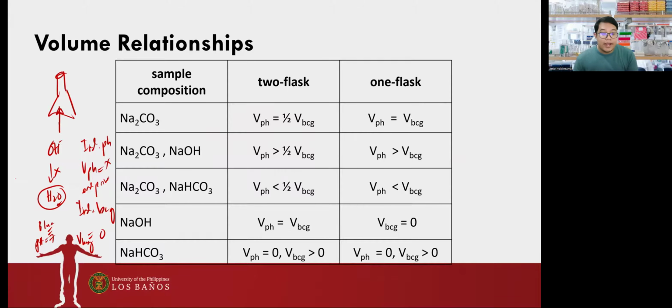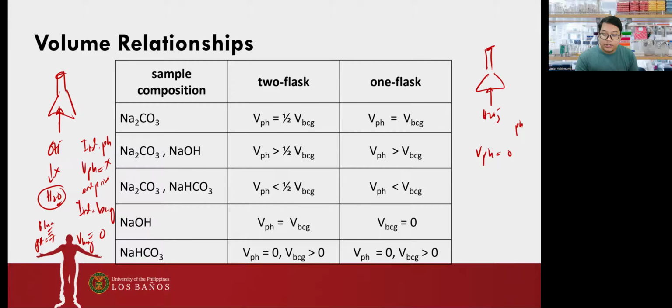So, ganun din kay bicarb. So, sa bicarb naman, suppose ito ay HCO3 lang ang laman. Pag naglagay ka ng phenolphthalein indicator, ang magiging kulay niyan ay colorless agad. So, hindi siya magiging pink kasi acidic siya. So, ngayon, alam mo na dapat na VPH ay equal to 0.